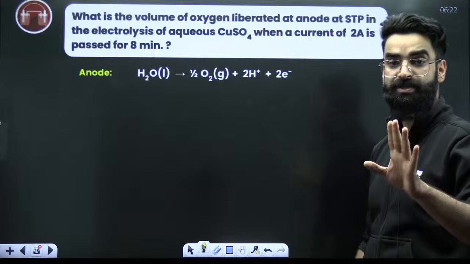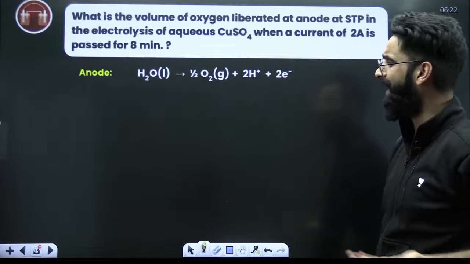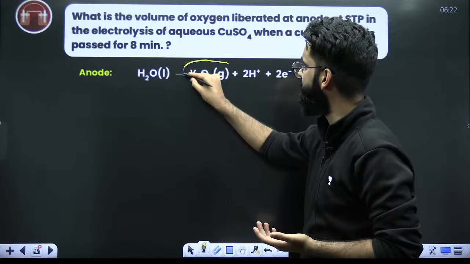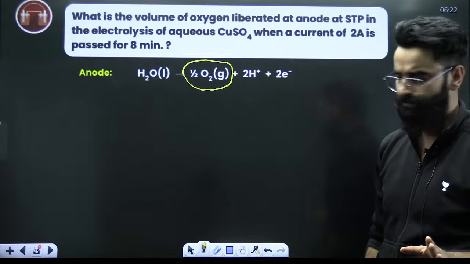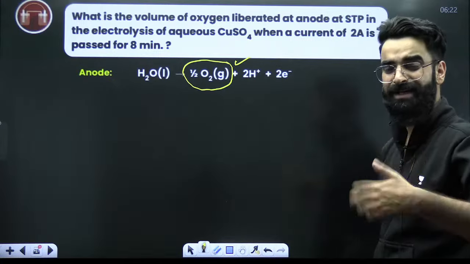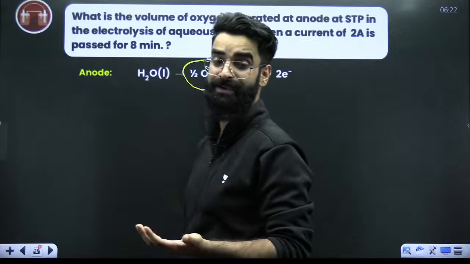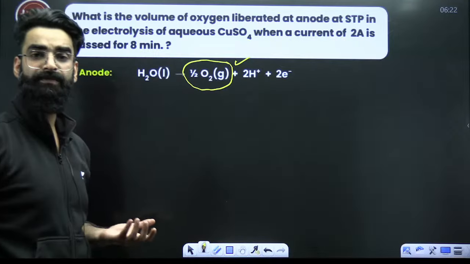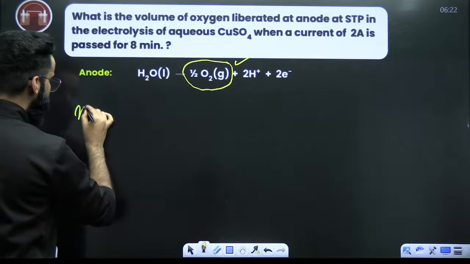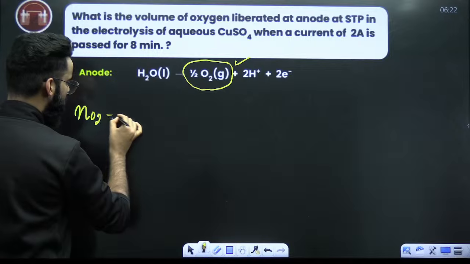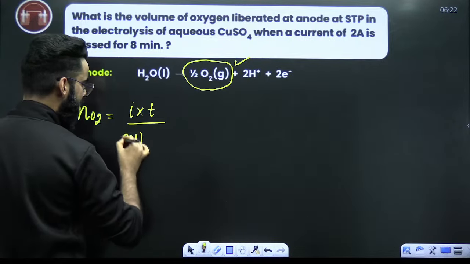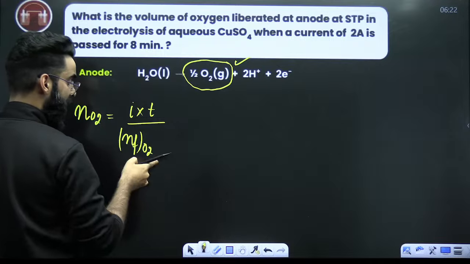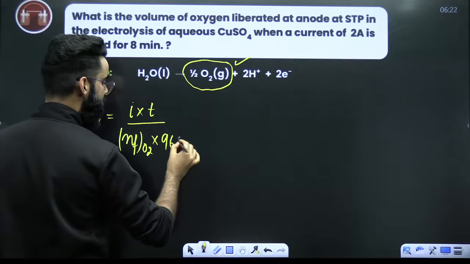So we are doing the electrolysis of aqueous CuSO4, and you know that when we do this, O2 gas is liberated. Now they are asking you to calculate the volume of O2 gas liberated at STP. So first of all, I'll calculate the moles of O2 liberated. Use the formula: I multiplied by t divided by n factor of O2 multiplied by 96500.